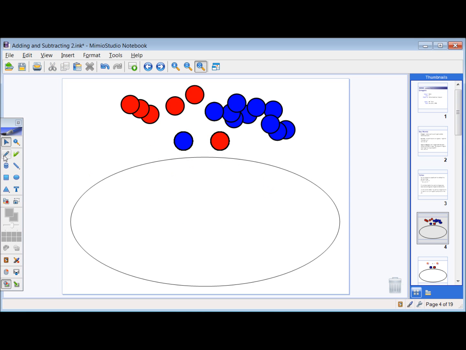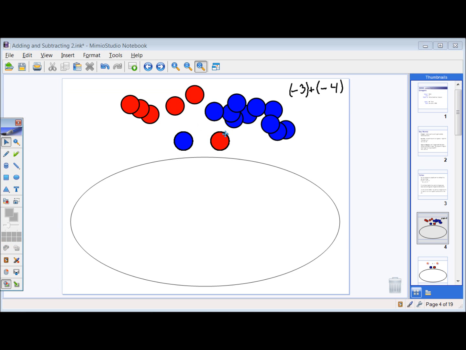Okay, let's try negative 3 plus negative 4. Now sometimes you'll see it written like this, with brackets around it. And it doesn't matter if it has the brackets. You can write it with the brackets or without the brackets. It's the same thing, it doesn't matter. Okay, negative 3 plus negative 4.